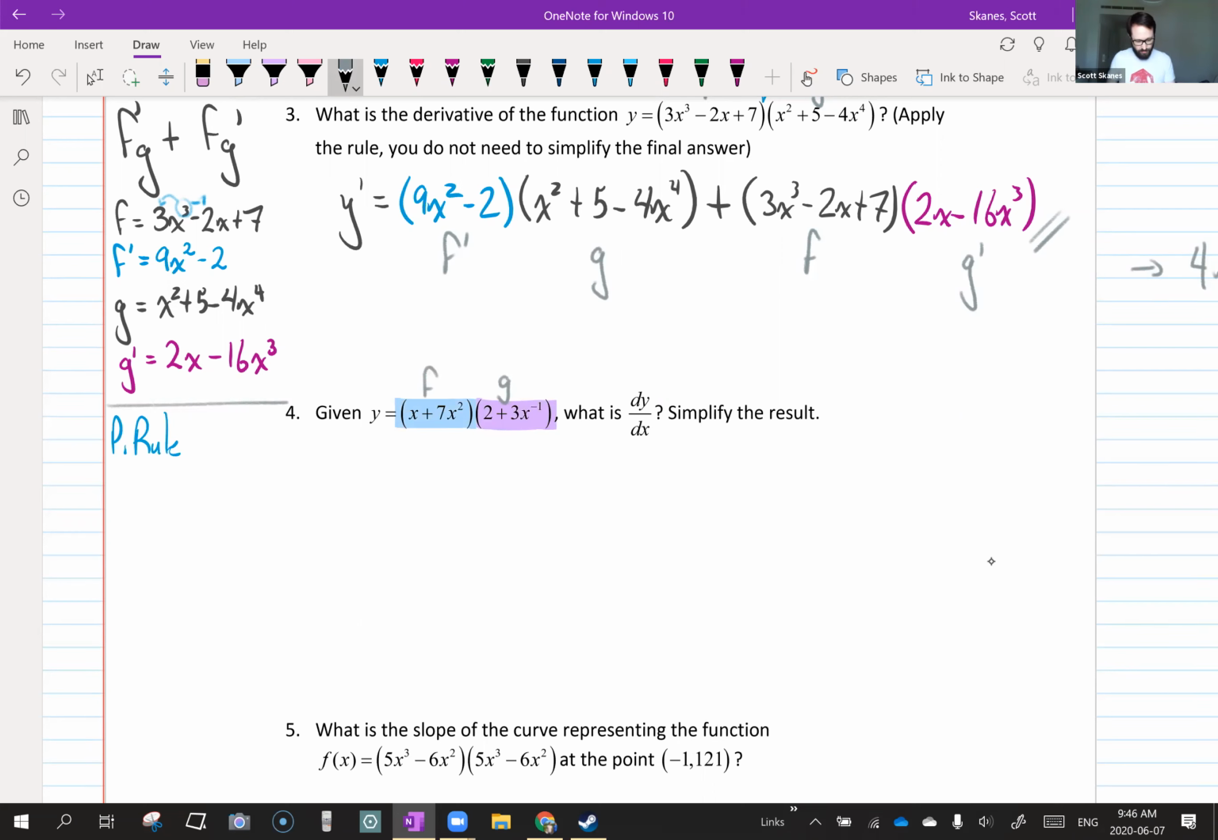and we just need to do our product rule. I'll write it out one more time. F prime g plus f g prime, and follow that rule. I'm not going to do it on the side this time because I want to save space, and hopefully you can see the same thing.